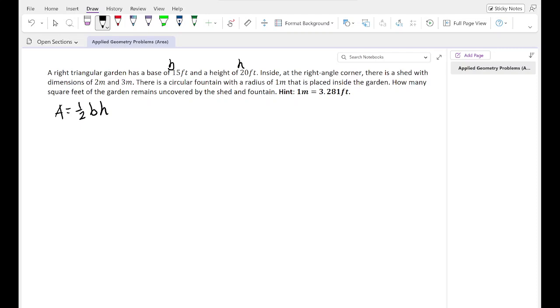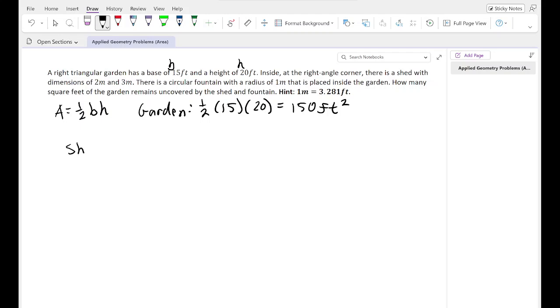So let's call it garden, which is going to be 1/2 base times height. And again, we run that through, and we're going to end up with 150 square feet of total space in the garden. Now we're going to move on to the shed.